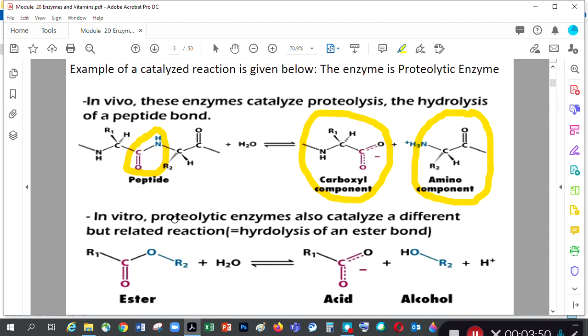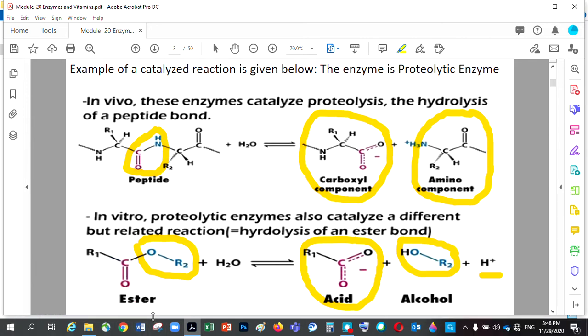In vitro, proteolytic enzymes also catalyze different but related reactions, like hydrolysis of an ester. This is the bond of the ester functional group, and you do hydrolysis in acidic medium, of course. You produce the original acid and the alcohol that the ester came from, correct? And we add acid as a catalyst anyway. So this is another type of enzyme that can hydrolyze esters and hydrolyze peptides, in vivo or in vitro.